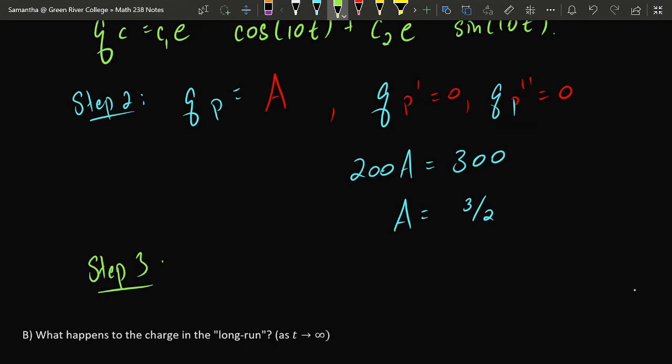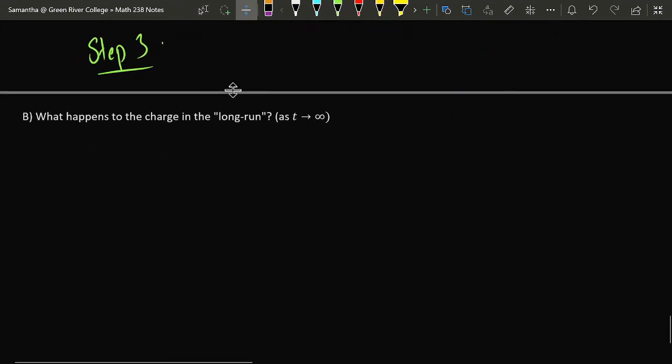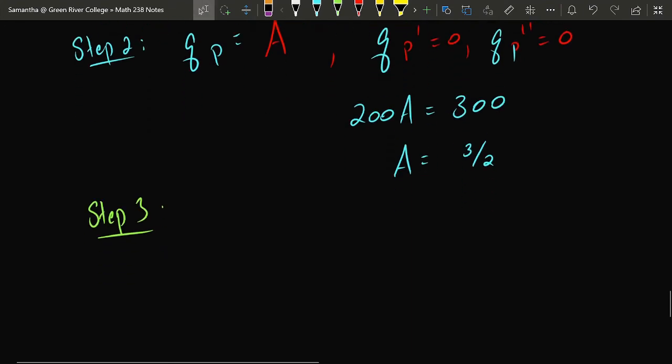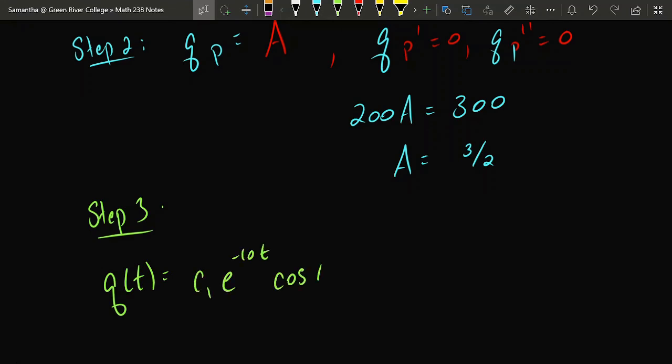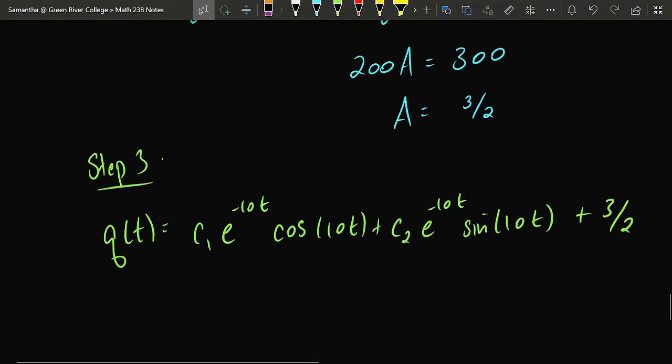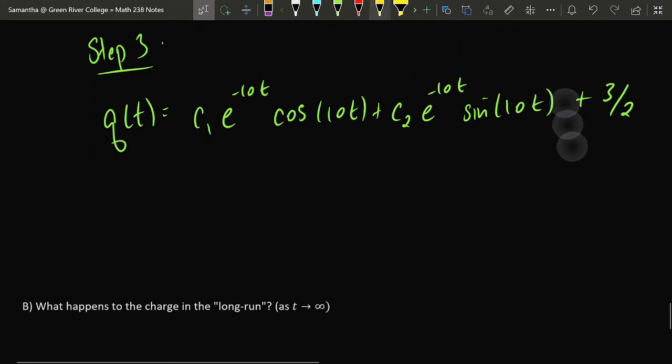So step 3, we achieve the general solution to our differential equation, which has the form q, I got it right this time, q equals c1 e to the negative 10t cosine of 10 times t plus c2 e to the negative 10t sine of 10 times t plus the particular solution, which is equal to 3 over 2. Now, let's use the initial conditions to determine the values of c1 and c2.